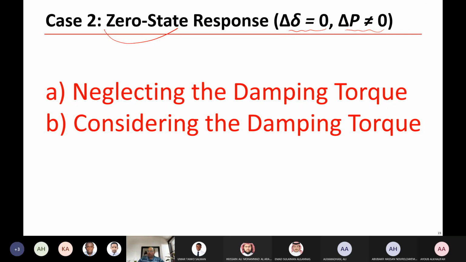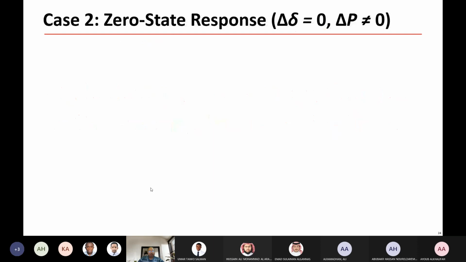Neglecting the damping torque is one case to be considered, and also considering the damping torque, which definitely makes the system more stable in this case.